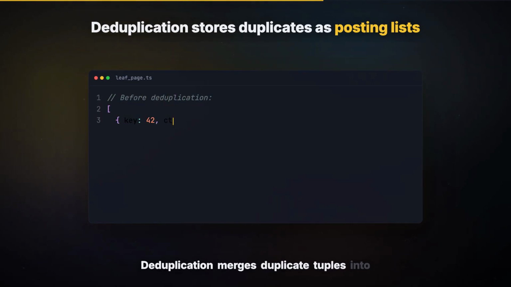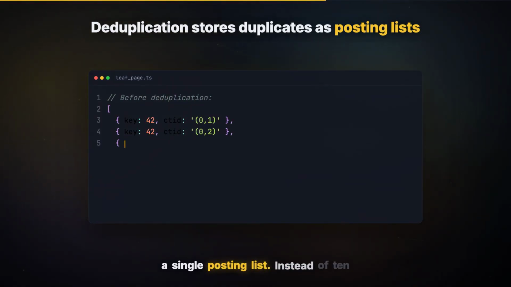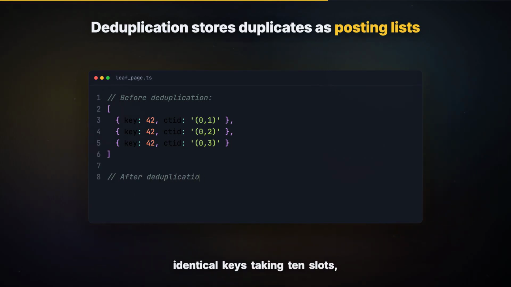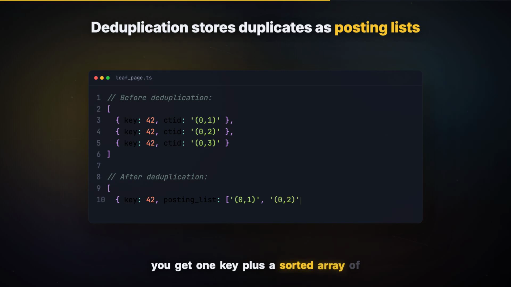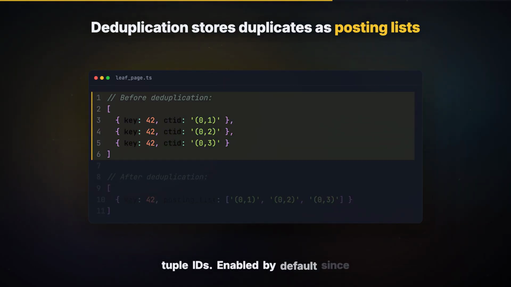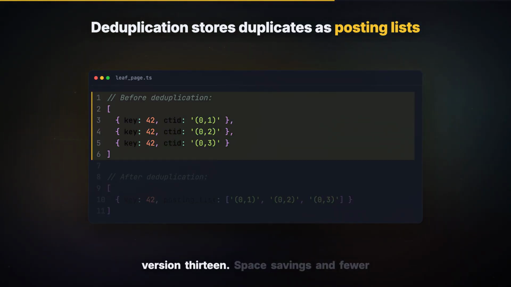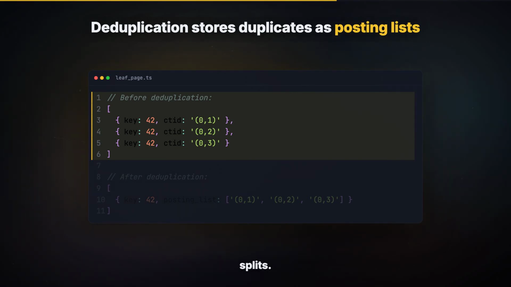Deduplication merges duplicate tuples into a single posting list. Instead of 10 identical keys taking 10 slots, you get one key plus a sorted array of tuple IDs. Enabled by default since version 13. Space savings and fewer splits.